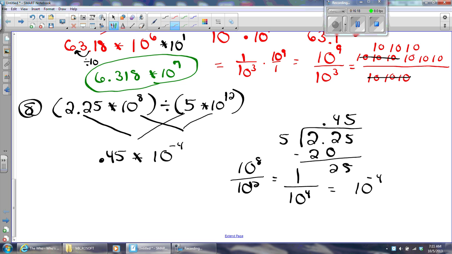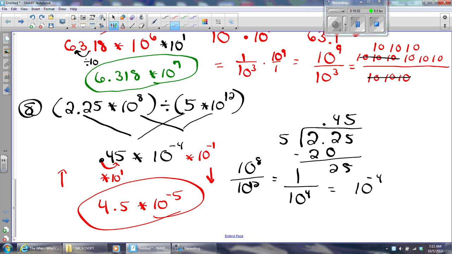Problem is, this number is not in scientific notation. Looks like I'm going to have to multiply it by 10 to get the decimal where I want it. If I multiply by 10 here, I'm going to multiply by 10 to the negative first there, right? This is going up. This exponent has to decrease. You could think about it as dividing by 10, but I thought the negative exponent might be easier. So we'll have a 4 and 5 tenths, and then we'll have times 10 to the negative fifth. And there you go. Piece of cake.